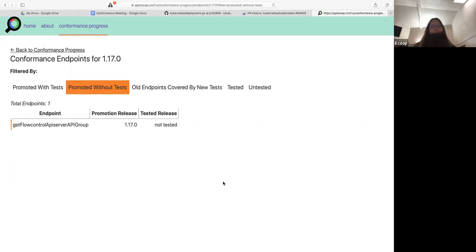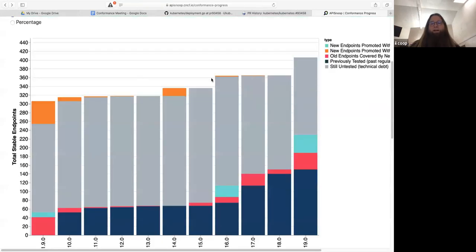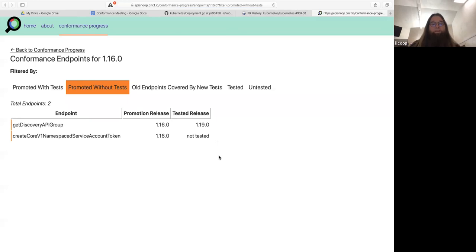Okay, well, yeah, we'll get into that. So that will clear up all the way back to 1.17. Yay! And then I think we're actually looking at these two endpoints for 1.16. If we do these two, because the Discovery API group is already tested, there's really only one other one, the one we were talking about, create core V1 namespace service account token. If we can decide on this one, that means all the way back to when we started writing tests, we will have zero technical debt since I started writing tests.